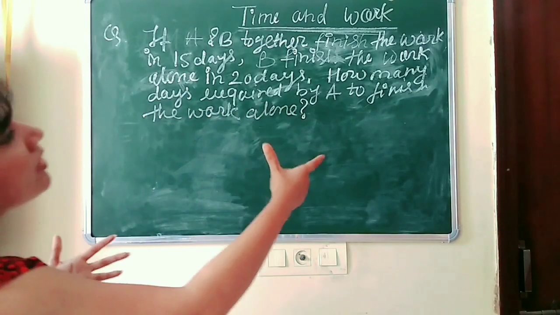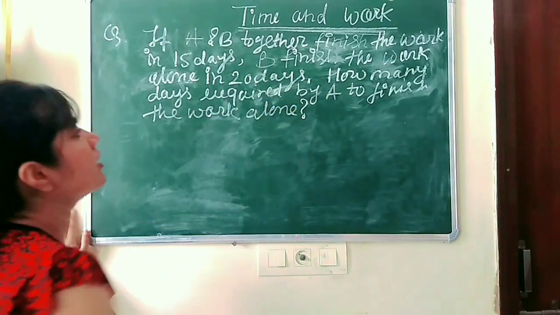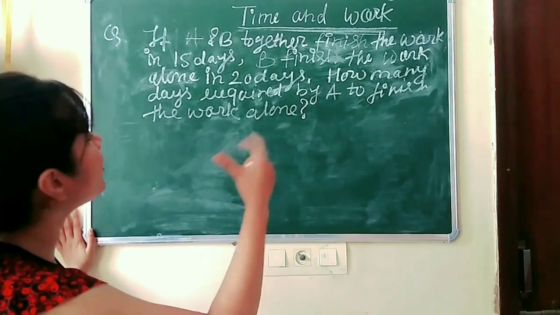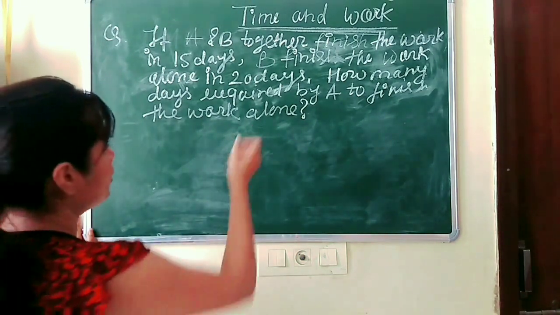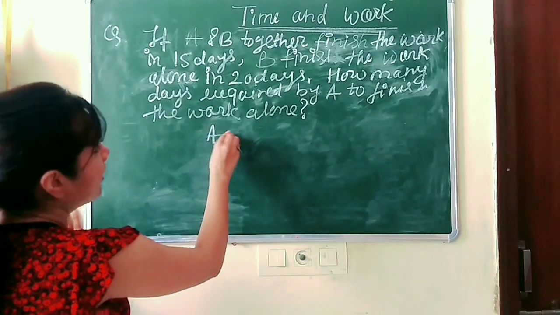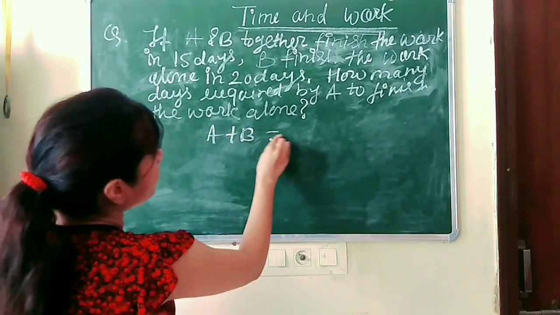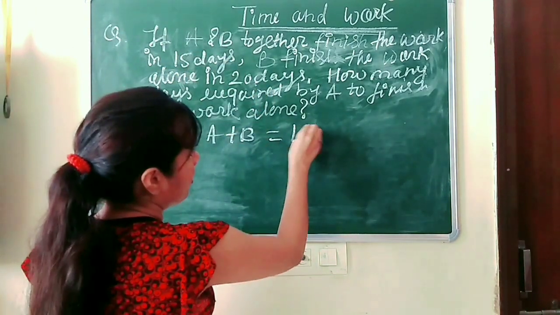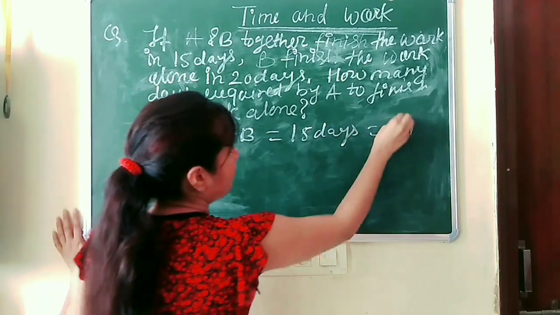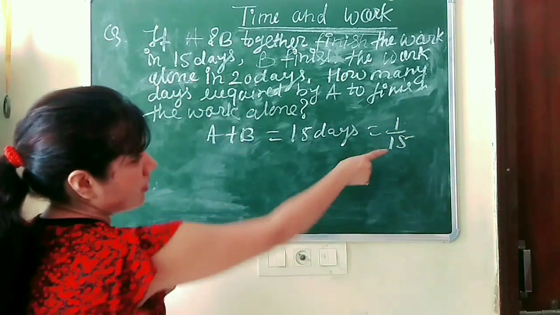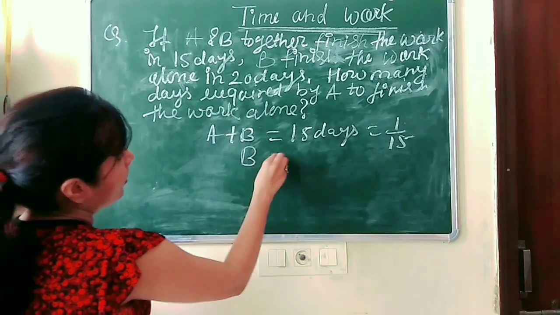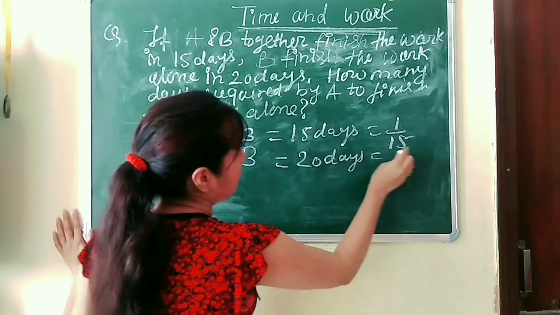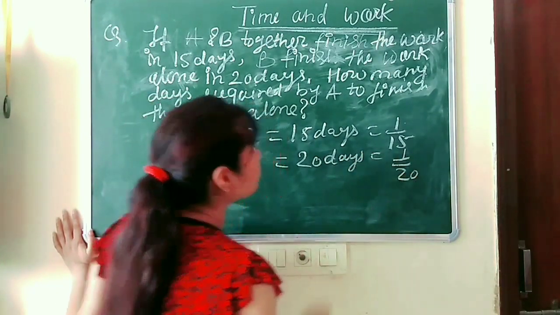If A and B together finish the work in 15 days, and B finishes the work alone in 20 days, how many days are required by A to finish the work alone? Okay, so what it has given: A and B both work together and finish the work in 15 days, so the amount of work will be 1 by 15. B finishes the same work in 20 days, so the amount of work will be 1 by 20.